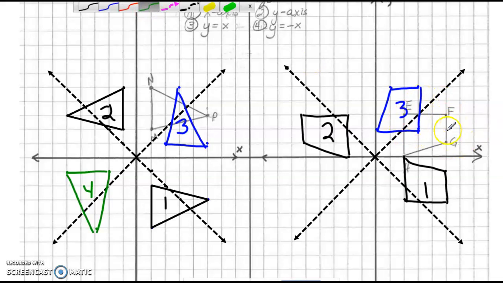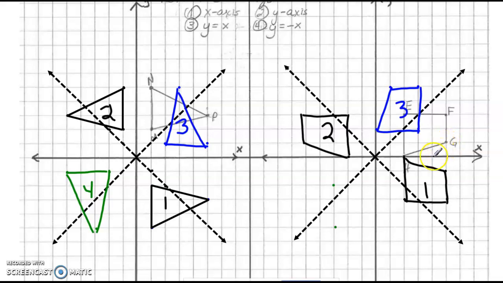So here's my figure EFGH, and right here I'm going diagonally through the squares to get to that dashed line. That's 2.5 squares that I'm going through, so I have to go the other direction 2.5. There's a half. 1, 2. Point F goes through 1, 2, 3, 4 diagonally to get to the dashed line. So I'm going to go the opposite direction diagonally. 1, 2, 3, 4. There's my point F prime.